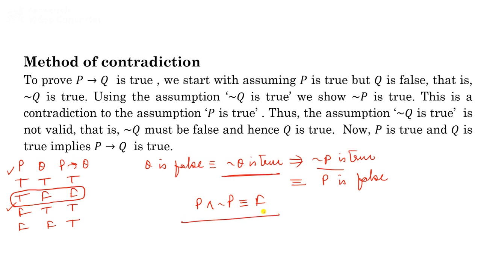So we are getting a contradiction, and it means whatever we have assumed, that Q is false, from where we started, this is false. If this is false, what is true? Q is true. This is false because based on this assumption we are getting a contradiction. This assumption is not true, so Q is true. Now we have P is true and Q is true. When P and Q both are true, then we can say P implies Q is also true.